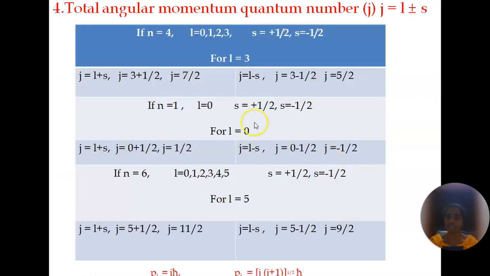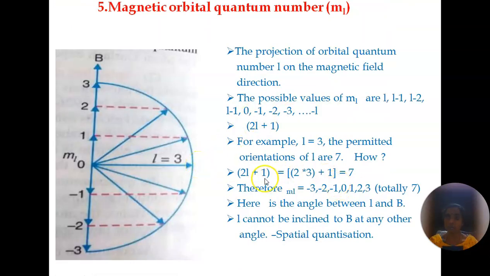How? We have already seen that if L is equal to 3, we have 7 by 2 or 5 by 2, so we can see 7 values. So 2L plus 1, if L is equal to 3, 3 into 2 is 6, plus 1, equal to 7. So ML will range from minus 3 to plus 3: 1, 2, 3, 4, 5, 6, 7. This is the projection, without spin. So ML equals 0, 1, 2, 3, and again minus 1, minus 2, minus 3. L cannot be inclined to B at any other angle. This is called spatial quantization.